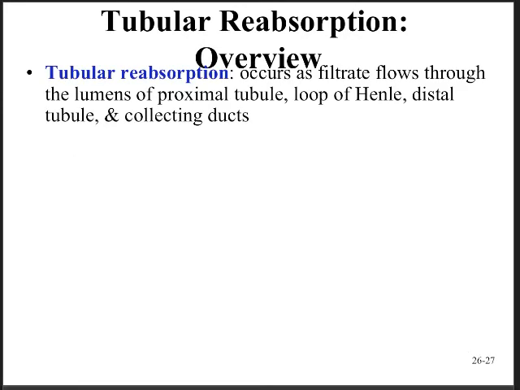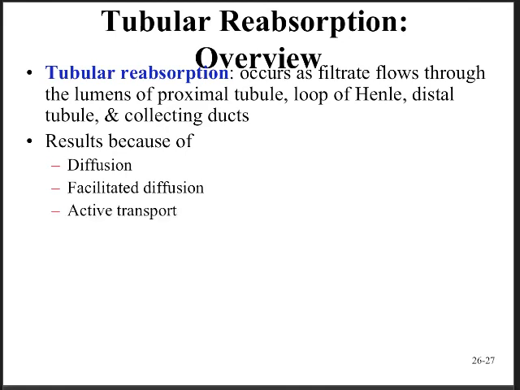Tubular reabsorption occurs as the filtrate flows through the lumens of the proximal tubule, the loop, the distal tubule, and the collecting ducts. And remember that reabsorption is essentially the rescue of useful solutes from the filtrate and loading them back into the blood. This results from diffusion, facilitated diffusion, active transport, symport, and osmosis.